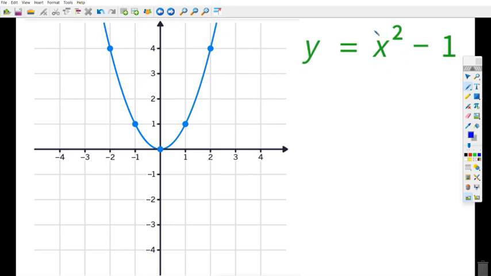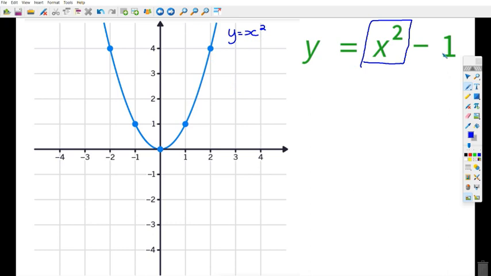So now, if I tell you to go and draw this, I don't want you to draw it. I just want you to visualize what's happening. Okay. So we've got a normal x squared. Remember, this is the graph y is equal to x squared. So if this is y equals x squared, what do you think y is equal to x squared minus 1 is going to look like?